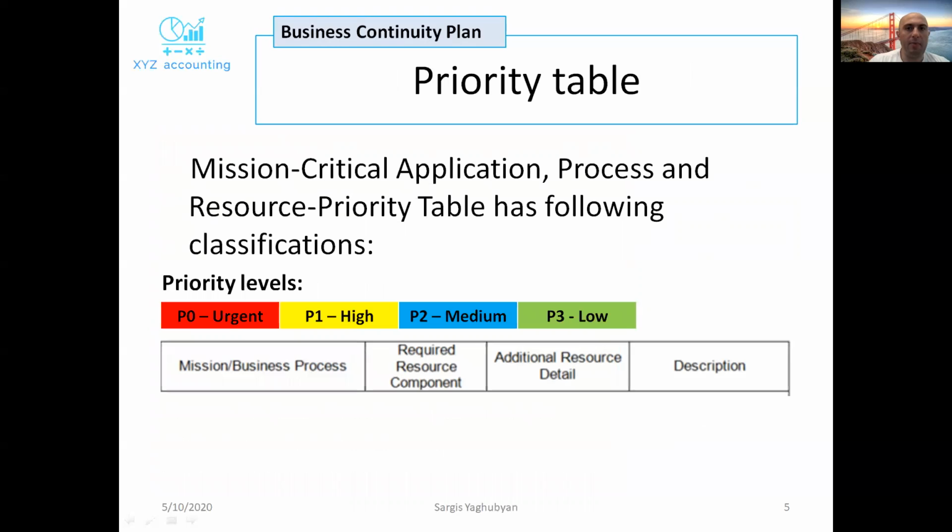Our priority table for mission critical applications, processes, and resources includes the following classifications: urgent, high, medium, and low, which also includes a description of why this specific event is critical for our operations.